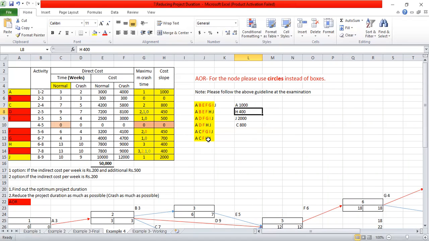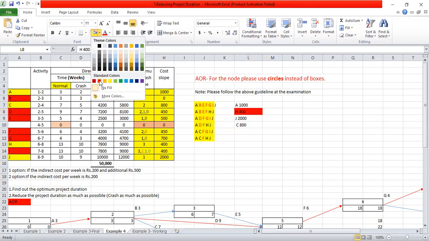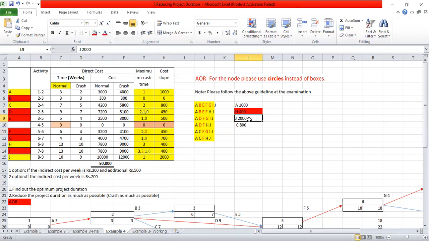J is common for all this path, but it is having how much? It is having 2000. A is having 1000, which is better. C is also not a common activity, so it cannot be crashed. Among this 1000 and 2000, better to crash A, right? Right, very good. Crash A.